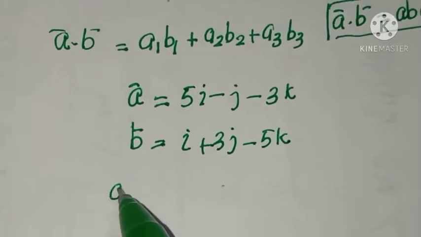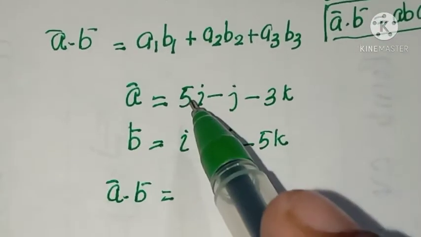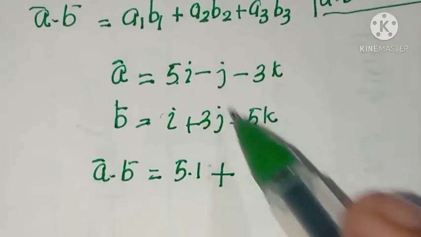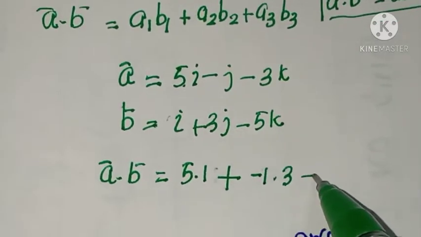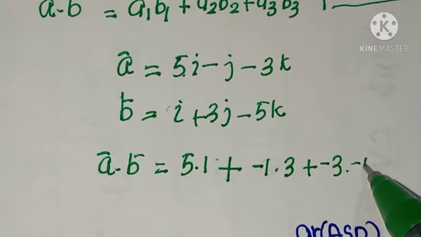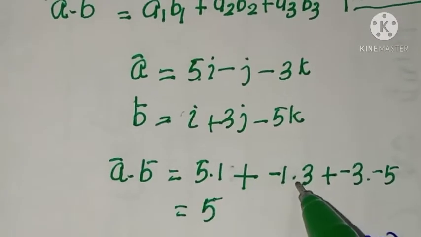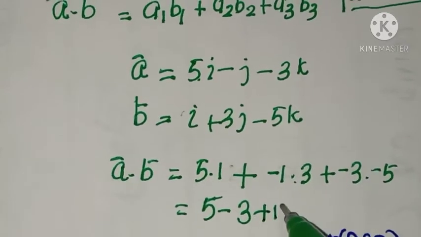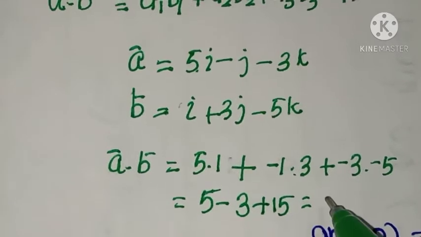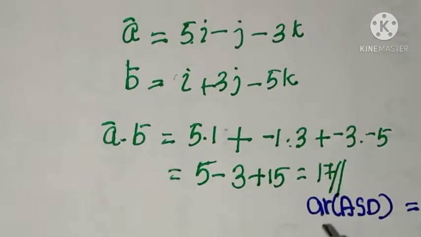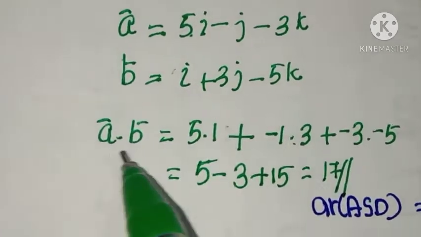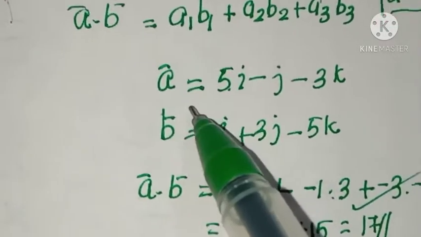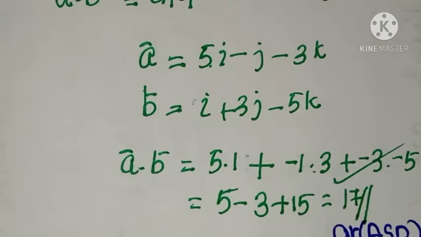Now what is its dot product? A dot B is equal to 5 into 1, plus minus 1 into 3, plus minus 3 into minus 5. So this is 5 minus 3 plus 15. So 20 minus 3, 17. A dot B is equal to 17. In this manner we can find the dot product of any two vectors which are in component form.